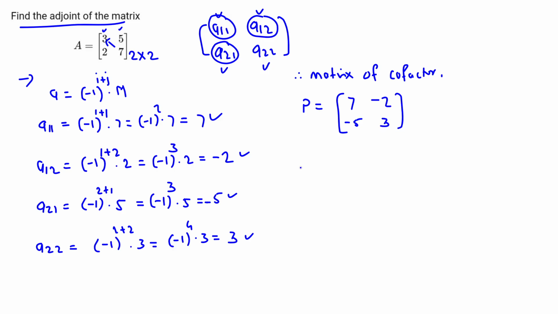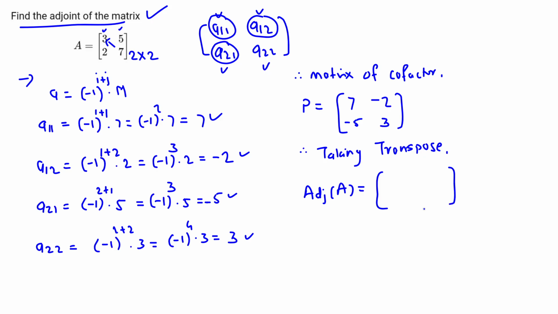Actually, what we have to find is the adjoint of the matrix. Finally, you just have to take the transpose. Taking the transpose of the matrix of cofactors, that is the P matrix, will give the adjoint of A. In a transpose we just convert rows into columns. Our first row is 7, minus 2, so write it in a column like this: 7, minus 2. The second row is minus 5, 3, so write it in the second column: minus 5, 3. This will be the adjoint of matrix A.